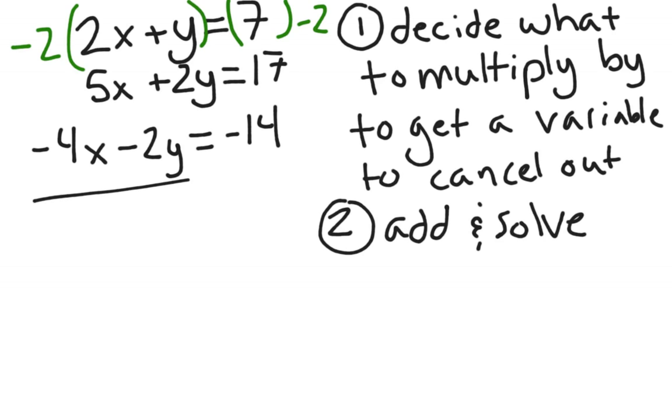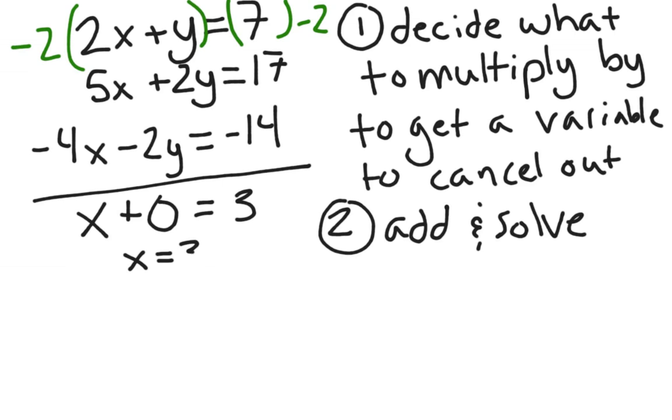I add my two equations together. 5x plus -4x is just x, plus 2y minus 2y is 0y, or just 0. 17 plus a -14 is 3. That means x equals 3. And I'm ready to move on to my third step.